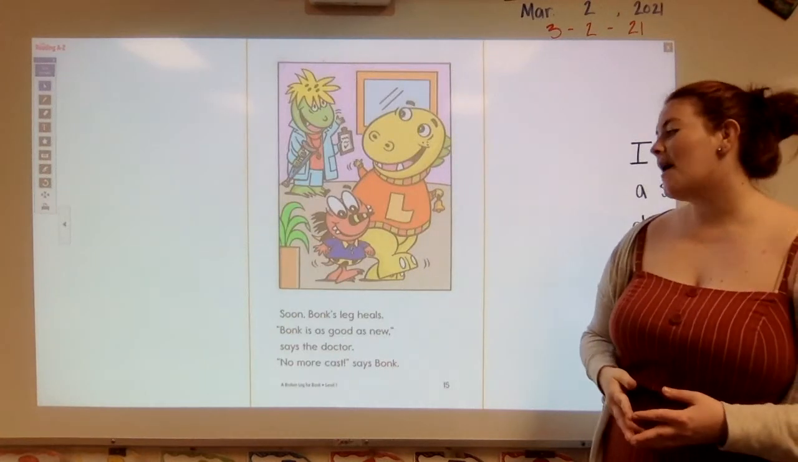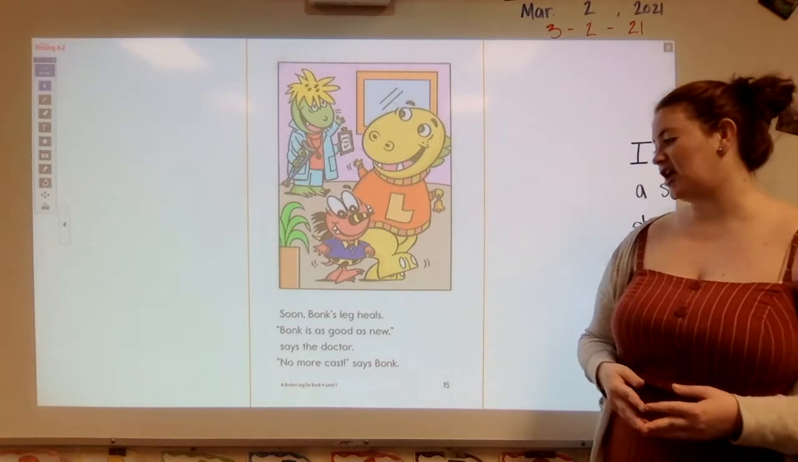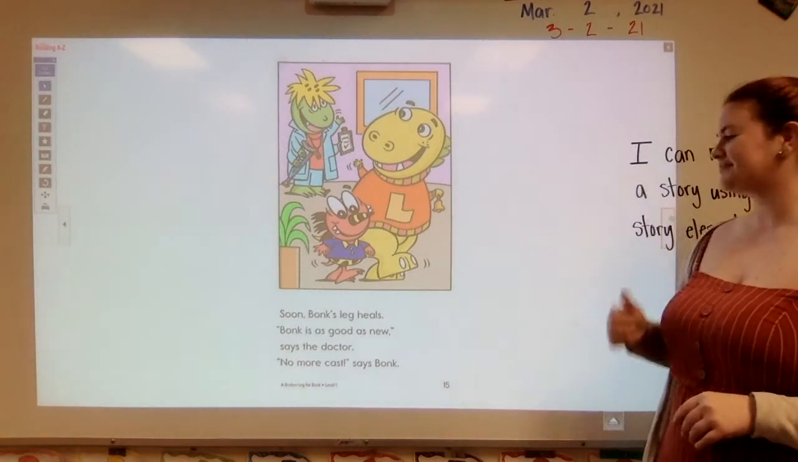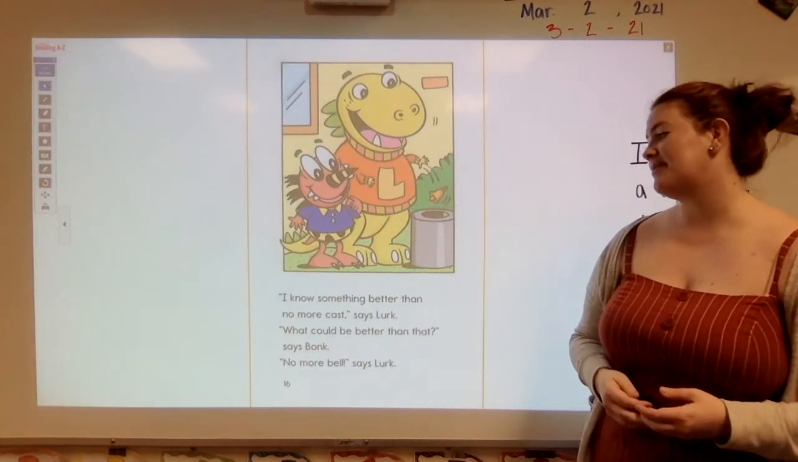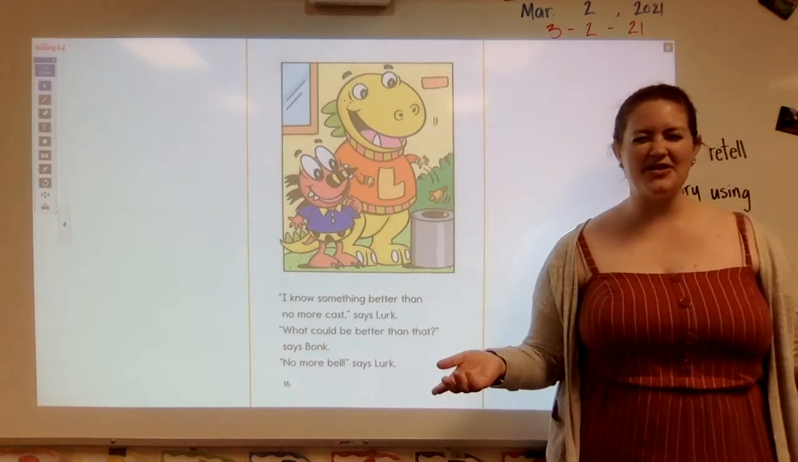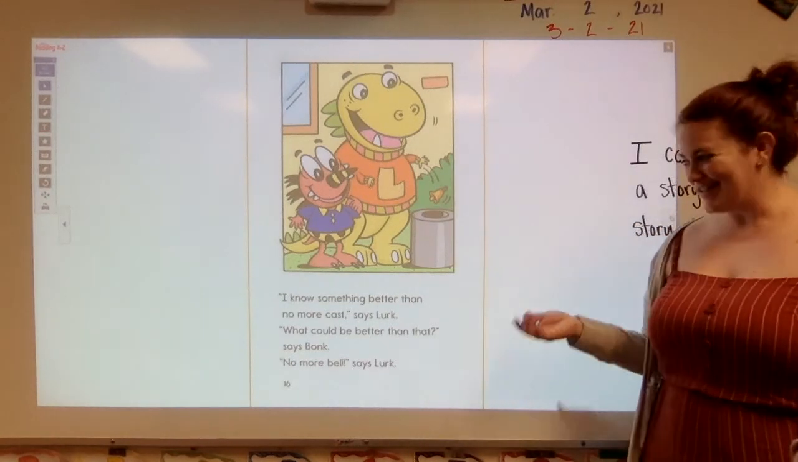Soon, Bonk's leg heals. "Bonk is as good as new," says the doctor. "No more cast," says Bonk. "I know something better than no more cast," says Lurk. "What could be better than that?" says Bonk. "No more bell," says Lurk.